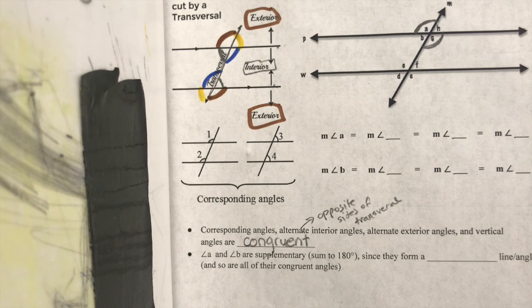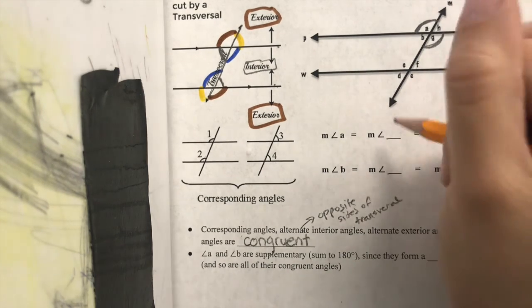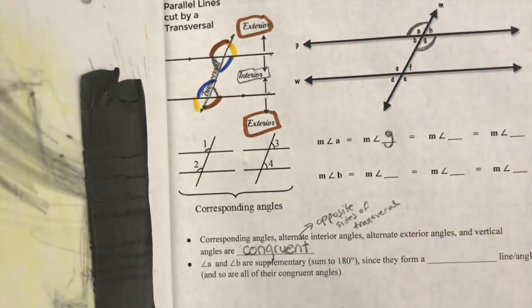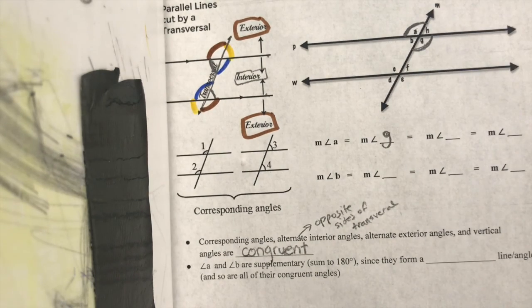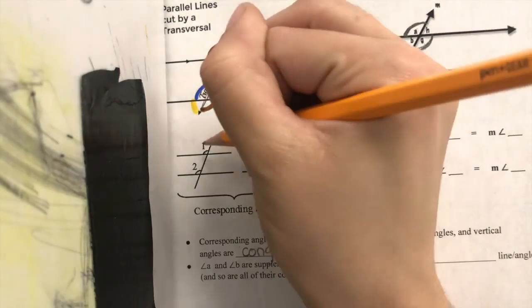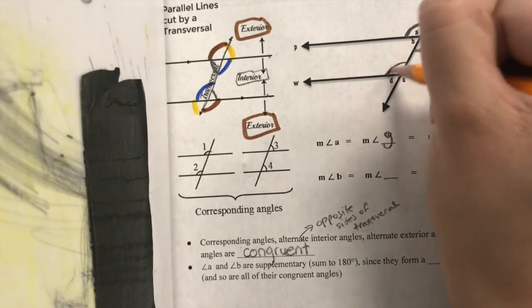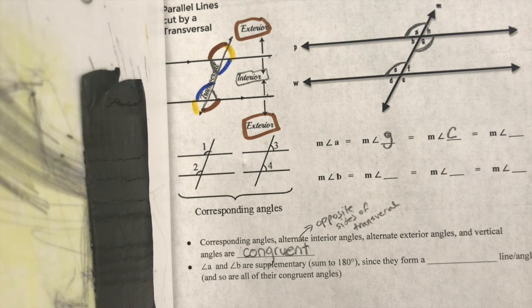So let's think about what that means. So here I have the measure of angle A. That, whatever that is, that's going to be equal to the measure of angle G, because they're congruent. So if this is 30 degrees, this is 30 degrees. Okay, corresponding angles are also congruent. So what corresponds with angle A? It's going to be angle C. So that means angle C and angle A are also the same. The measure of them are the same. They are congruent.